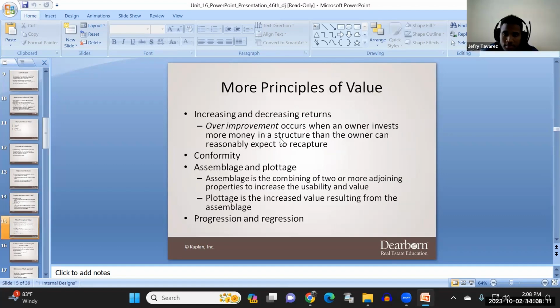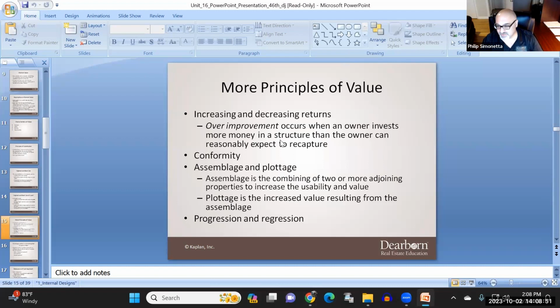It definitely does, yeah. Okay, so you have more principles of value. You have increasing and decreasing returns. Over-improvement occurs when an owner invests more money in a structure than the owner can reasonably recapture. Okay, so that's when you make the house super, super nice. You're never going to get the money out of it, right? So you overpaid. You overdid it. Conformity: are the properties all similar? Is it like townhouses in a neighborhood? Do they all conform? Okay, that could be good or bad, right? Depending on what it is.